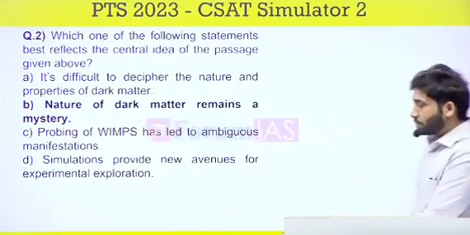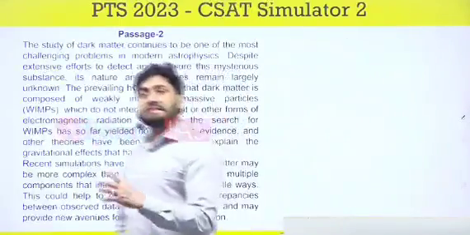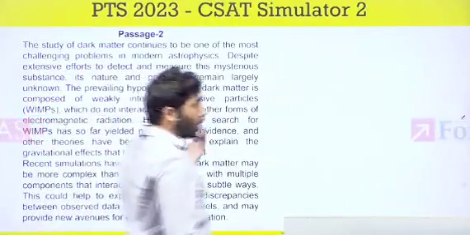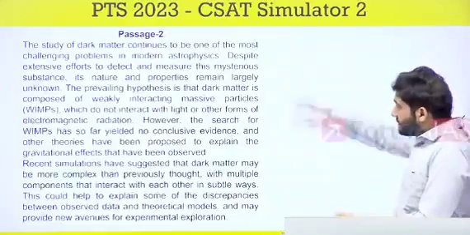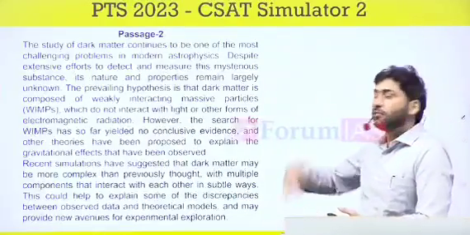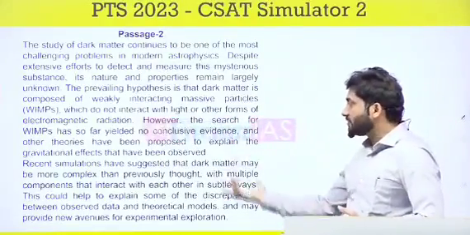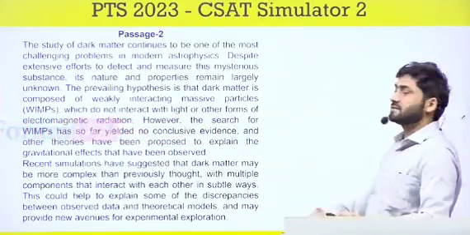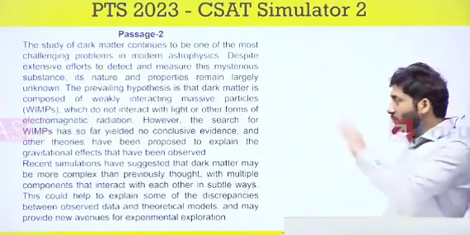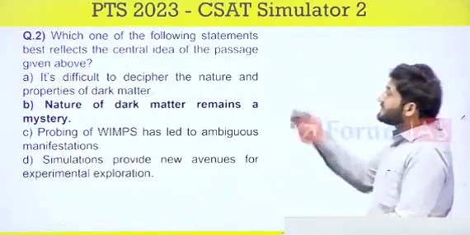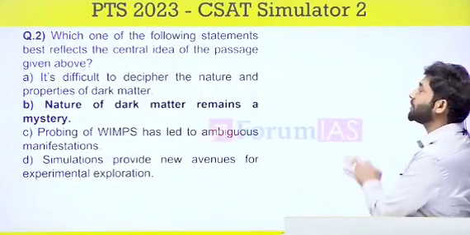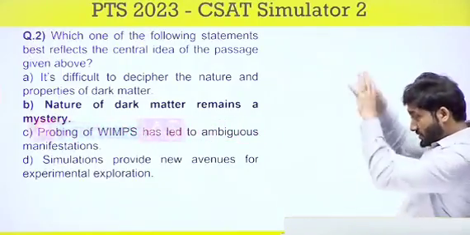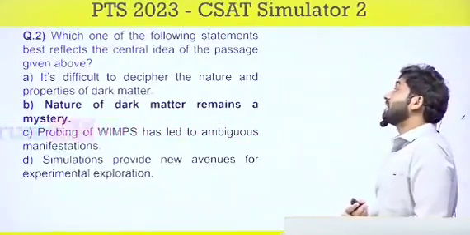If you see all these four options, the whole discussion in the passage was around dark matter and its complexities. How much do we understand? What is known yet, what is not known, and what are the recent developments, and how recent simulations and other methods talk about it. What that actually tells us about dark matter. This is what the whole passage talks about, right? So if we see, it's difficult to decipher the nature and properties of dark matter. That was quite a statement in the beginning. But if you see the complete passage, nature of dark matter remains a mystery.